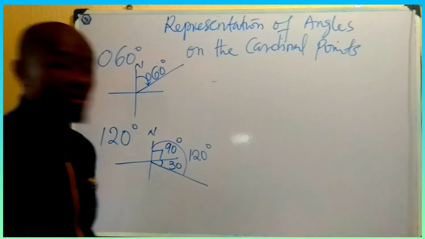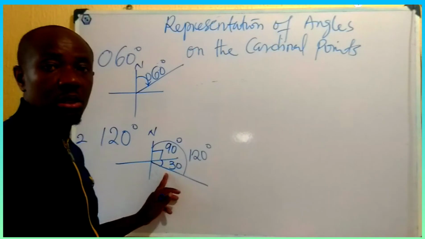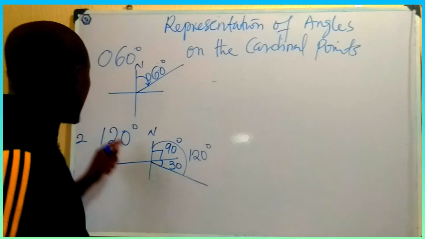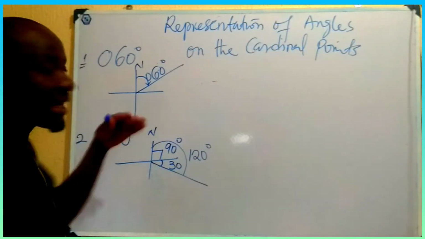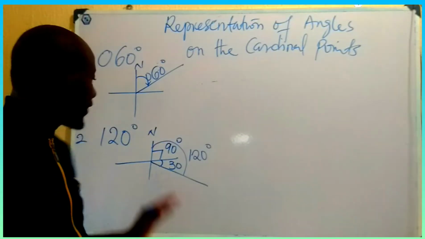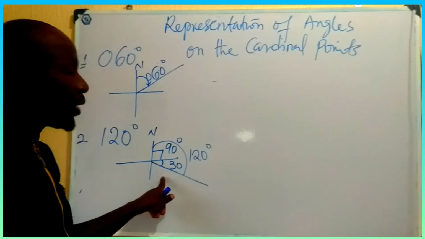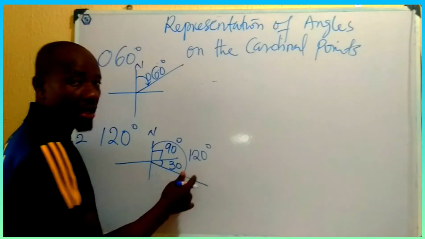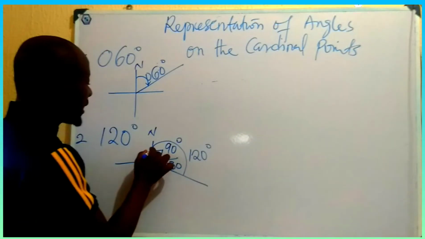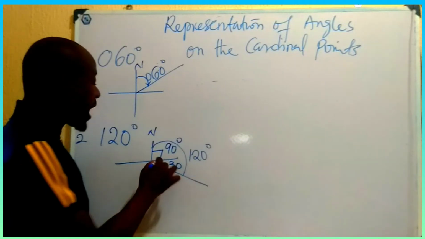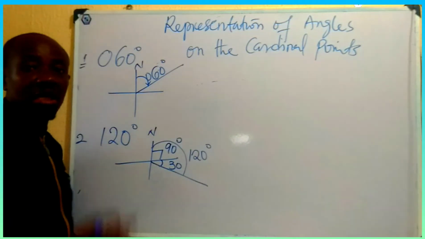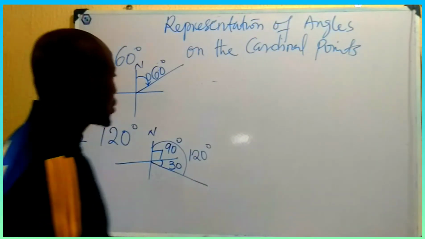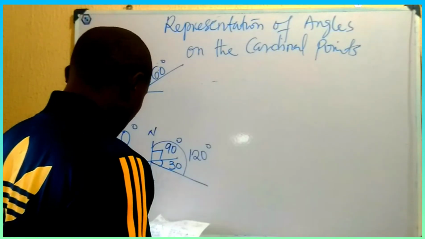So I do advise my students to always take it bit by bit, so that you will see how the movement of the what? Angles on the cardinal point. I don't advise my students to just draw 120 degrees from here to here. I always tell them to take the 90 degrees first. Now the remaining angle, which is 30 degrees, will now enter the what? The second cardinal point.